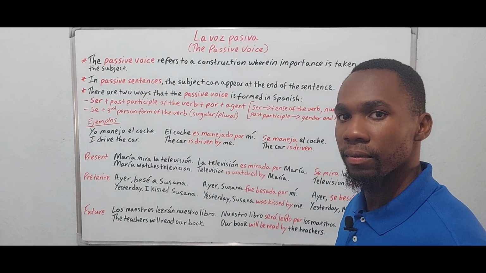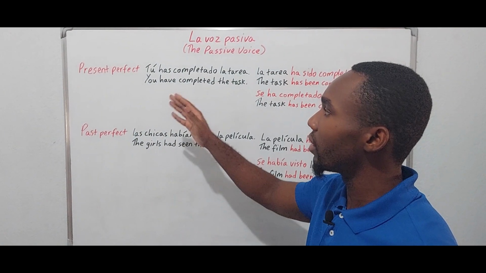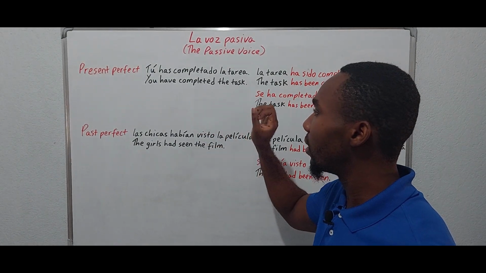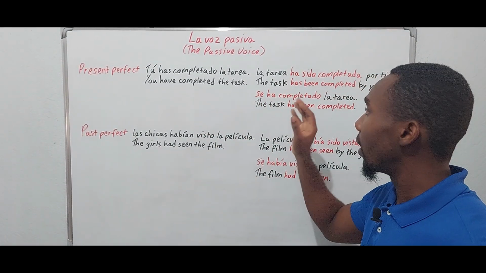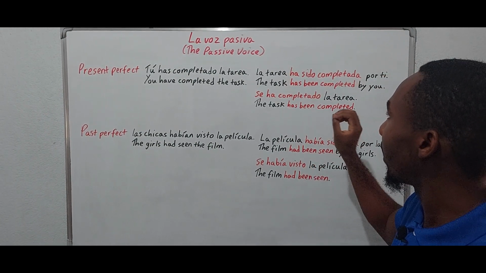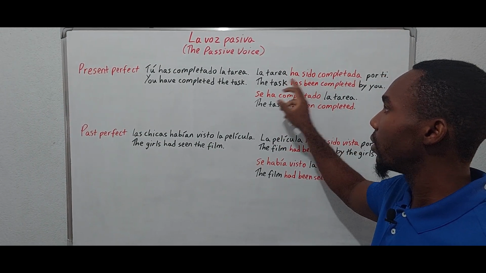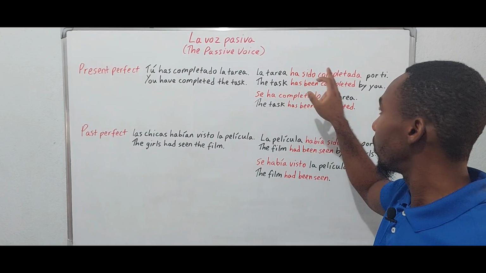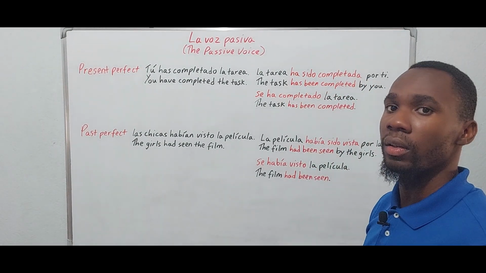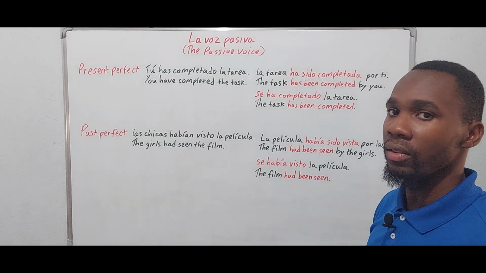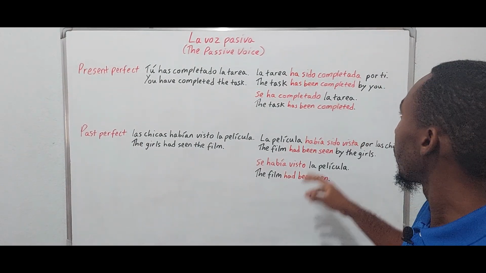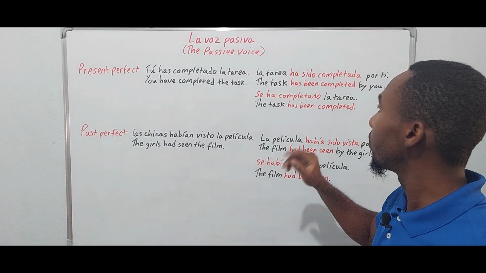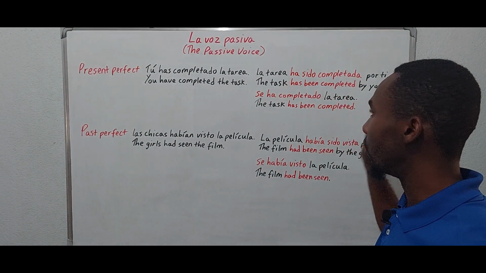Sigamos. So we continue. We have the present perfect. Tú has completado la tarea. You have completed the task. La tarea ha sido completada por ti. So we have the present perfect, so we utilize haber sido, completada because the object is singular and feminine, por ti. And of course, tú becomes ti in object position, right? So the task has been completed by you.